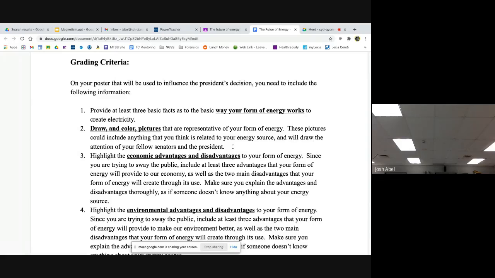It says, if you keep going through, since you are trying to sway the public, I want you to include at least 3 advantages that your form of energy will provide to our economy, as well as 2 main disadvantages that your form of energy will create through its use. Make sure you explain the advantages and disadvantages thoroughly, like someone doesn't know what your form of energy is. So notice you're going to have 3 good things, 3 ways it's going to help the economy, and then 2 ways that it could be a disadvantage to the economy. Everybody okay with that?